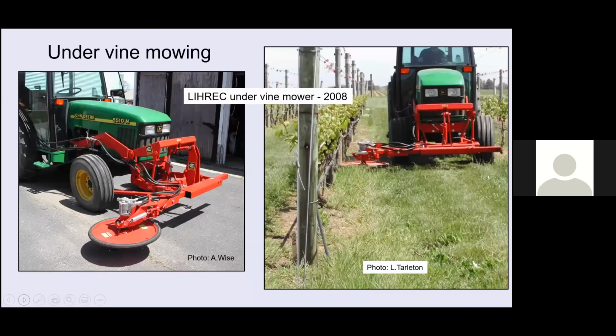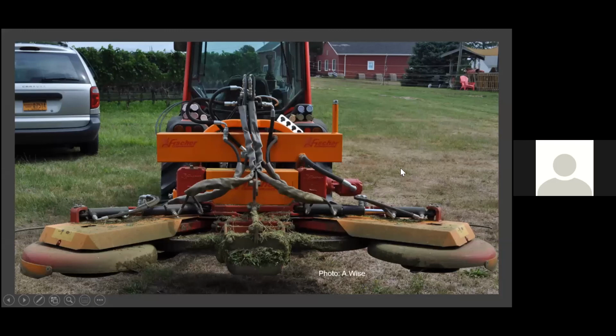So undervine mowing, this is how I primarily deal with the undervine area in my vineyard. And that picture on the left is my tractor and my brand new mower taken in 2008. And it's so funny because I see that picture all over the internet now. And there I am mowing on the right. I like it for the most part. It does have some challenges. Here's a unit that growers in the industry were using for a few years.